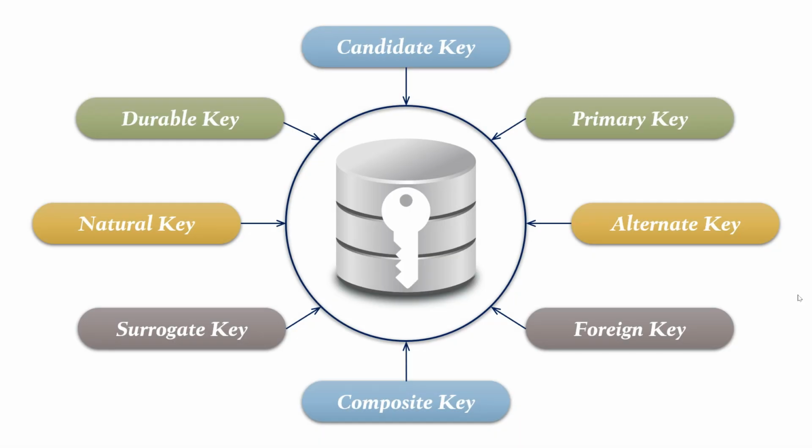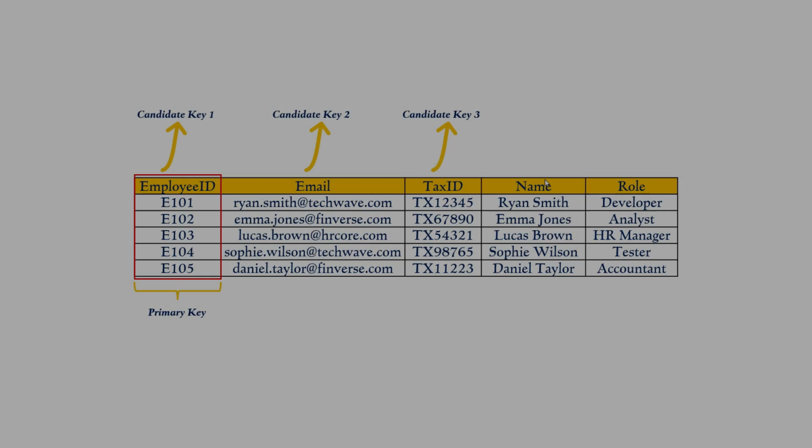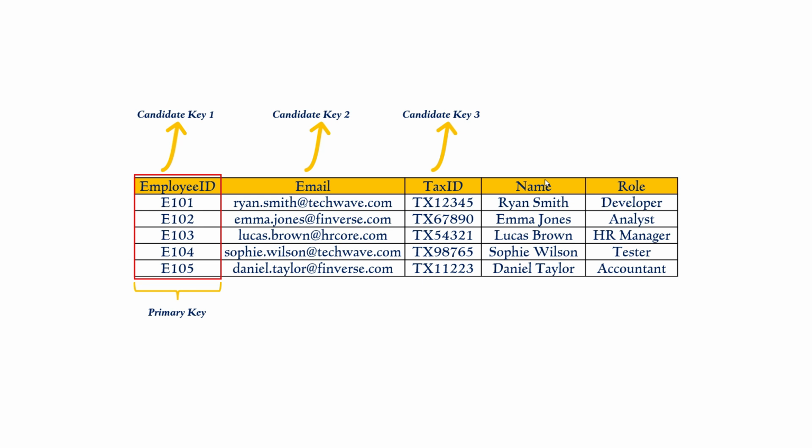This now brings us to the alternate key. Once you choose the primary key, the remaining candidate keys don't just disappear. They are still important for different use cases. These leftover candidate keys are called alternate keys. In our employee table example, email ID and tax ID both fall into this category.